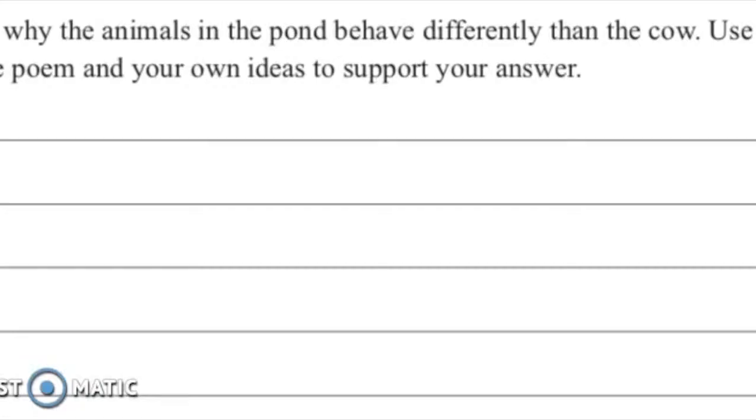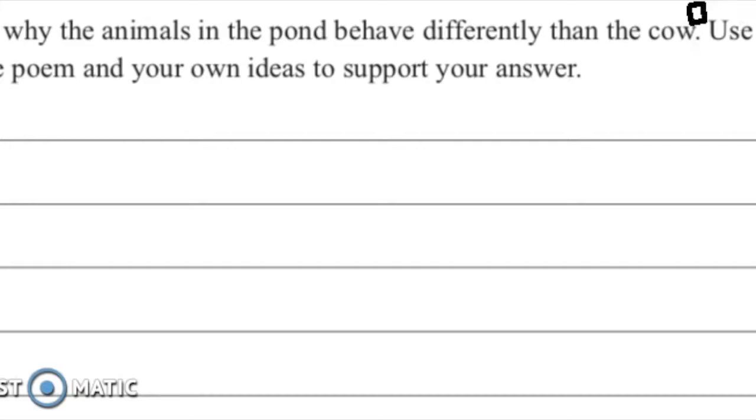EQAO questions typically come with either 2 parts or 3 parts for students to answer. Let's take a look at the following example. Explain why the animals in the pond behave differently than the cow. That's the first question that's required of students to answer. So I modeled for them the need to include a success criteria checkbox that they can utilize once that question has been answered. Let's move on.